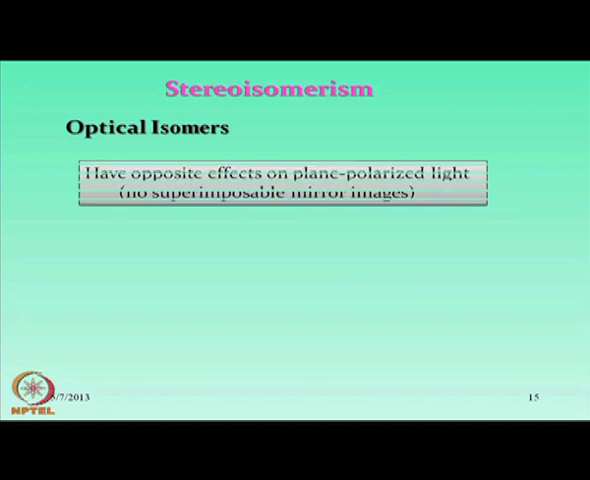Similarly, when we have the corresponding stereochemistry related to the isomers in space, we can find that optical isomerism can be operating over there. We have some effect on plane polarized light, and when this plane polarized light is moved from one plane to the other, we can have one particular type of arrangement. So, optical isomers can have opposite effects on plane polarized light.